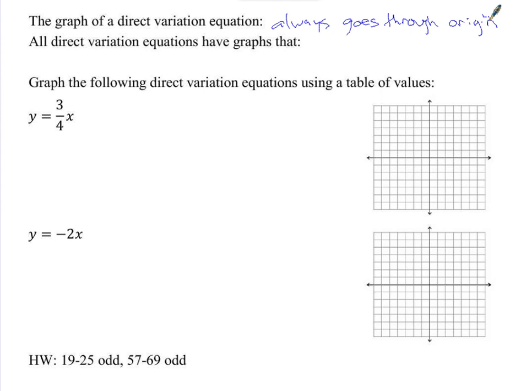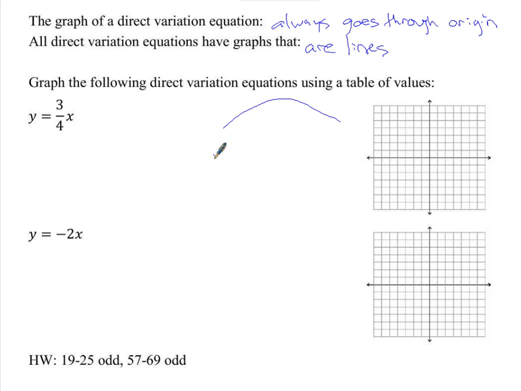All direct variation equations have graphs that are lines. Nice. They're all lines. Notice I did not say straight lines. Why not? Are there any lines that are not straight? Is that a line? How do you know that it's not a line?